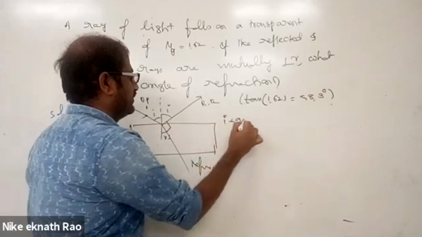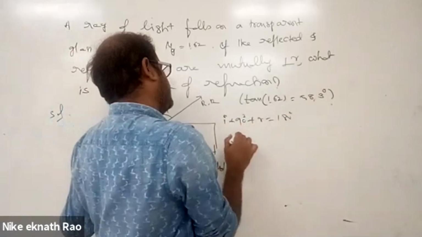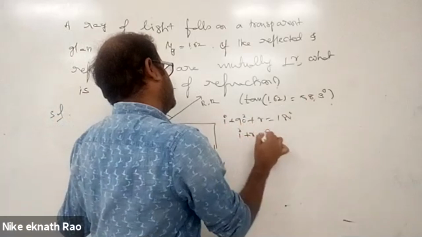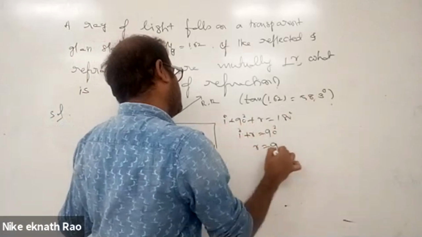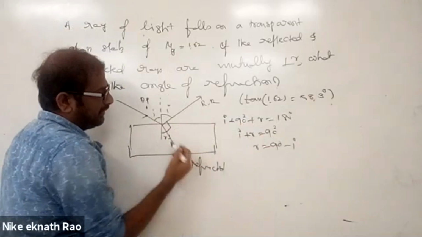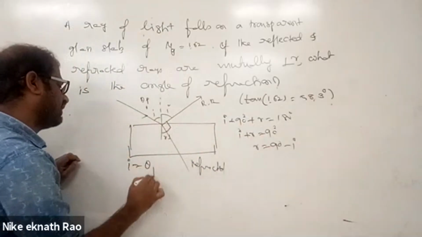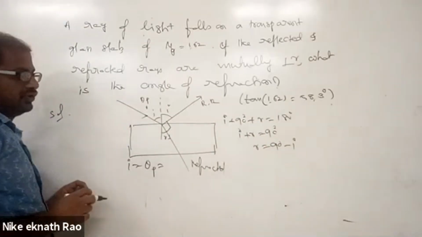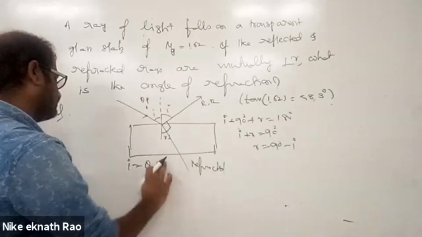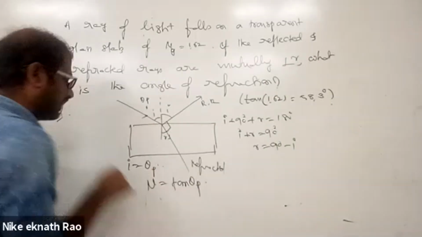I plus 90 plus R is 180, we have seen, isn't it? So I plus R is 90, R is 90 minus I. And here, when it is reflected and reflected perpendicular, Snell's law we have applied. What you have seen? This angle is called the polarizing angle. Yes or no? And from this, mu is equal to tan theta P, we have seen.